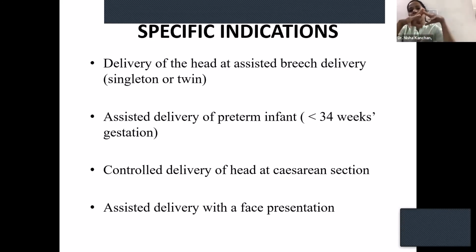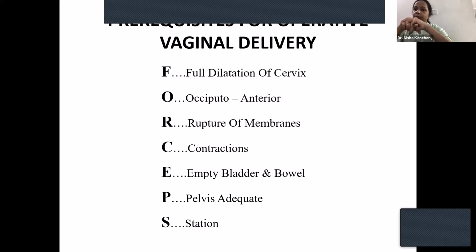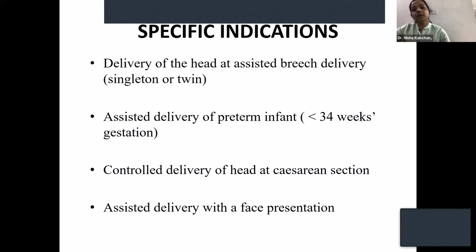But when it is a very high head and a floating head, you put vacuum, suck it out and deliver. And forceps you're using when it is a deeply engaged head, and you put your forceps in and extract it. And assisted delivery with a face presentation. So forceps can also be used in a face presentation, whereas the vacuum cannot be used in all these specific indications, like the breech delivery, preterm infant, and face.